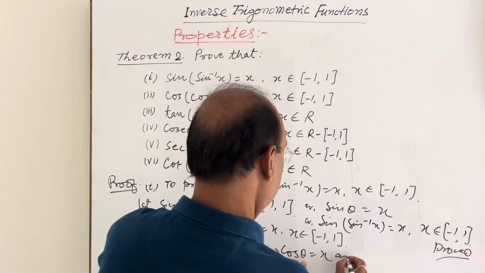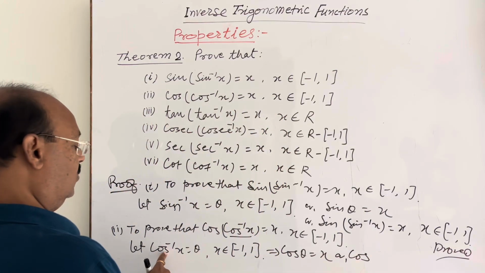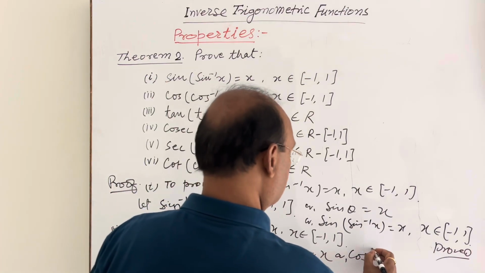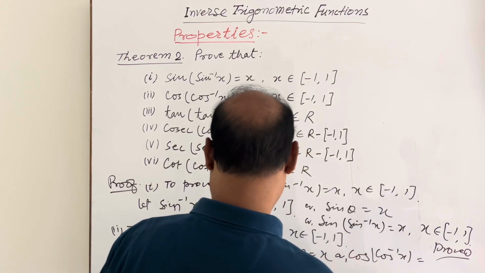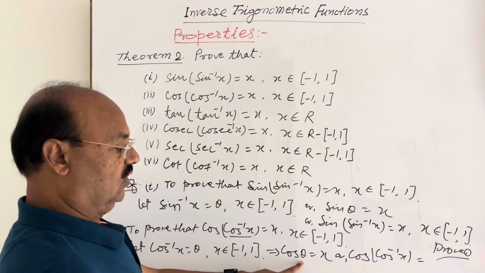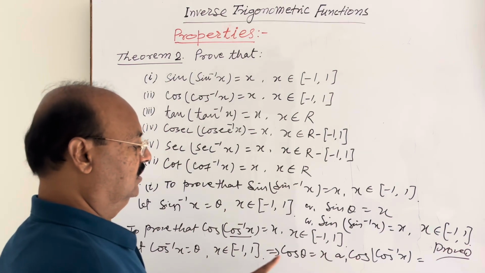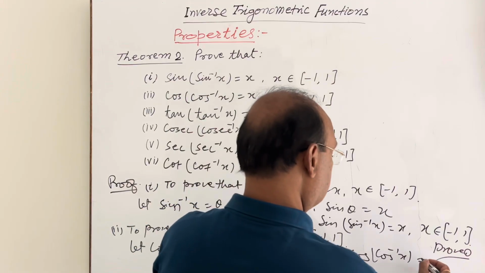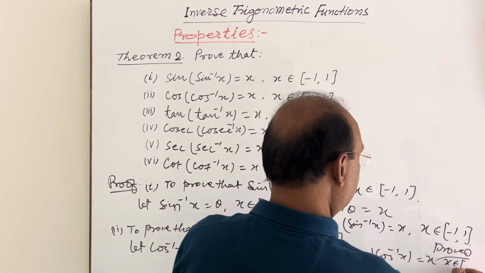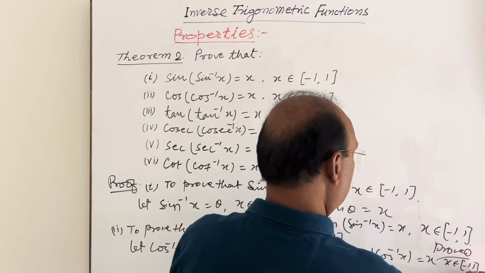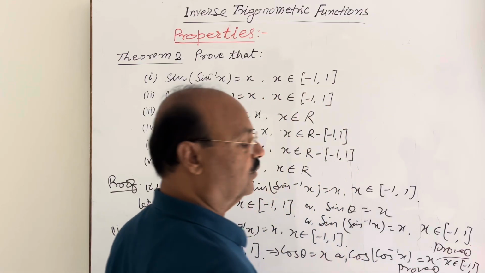Or cos, in place of theta we have to write cos inverse x. Cos of cos inverse x is equal to cos theta. In place of theta we are writing cos inverse x, and the right hand side is x. So here x belongs to the same closed interval minus 1 to 1. So the second part of this theorem has also been proved here.